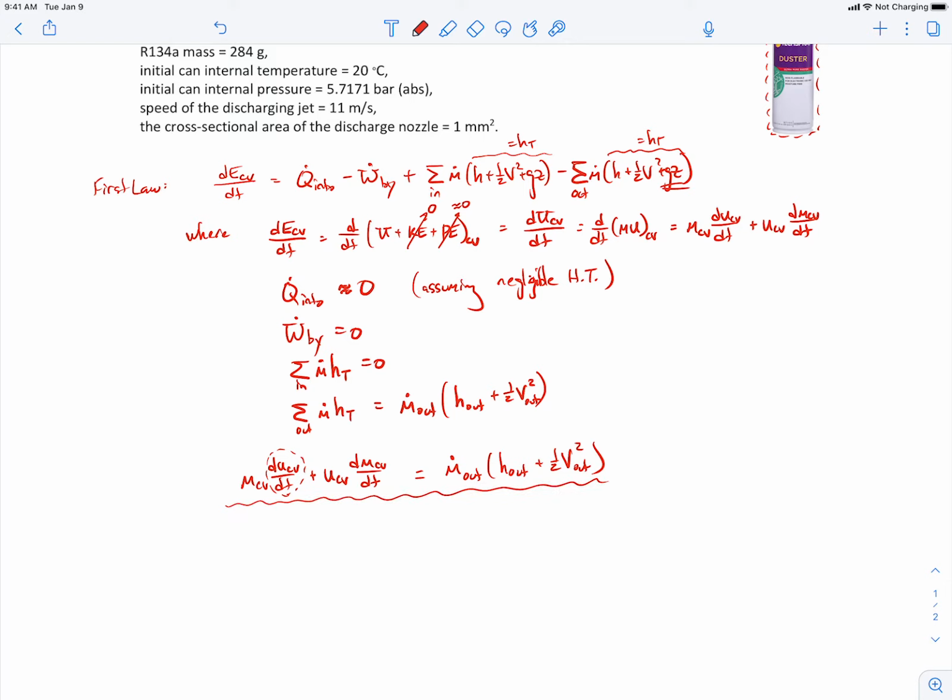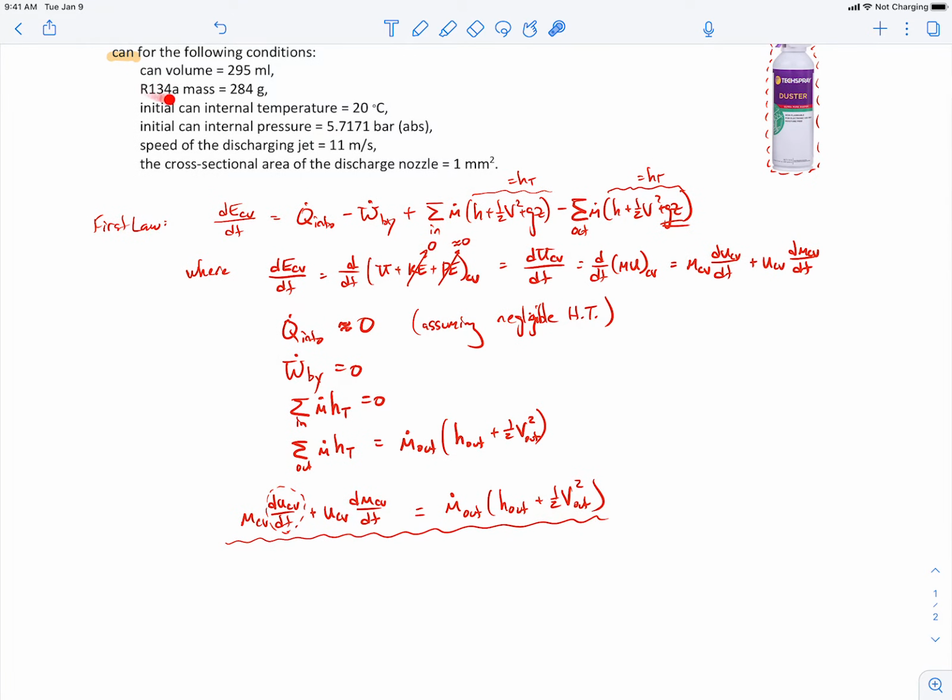Now, when I look at that, there are some mass terms that I'm going to have to deal with. First of all, there's the mass in the control volume. We know that. That was actually given. Initially, the mass in there is 284 grams. So that one's known. This one is what we're solving for. The specific internal energy within the control volume, at least initially, I should be able to figure out because I know the properties initially. I know the initial can temperature and the initial pressure in there. So I should be able to figure that one out.